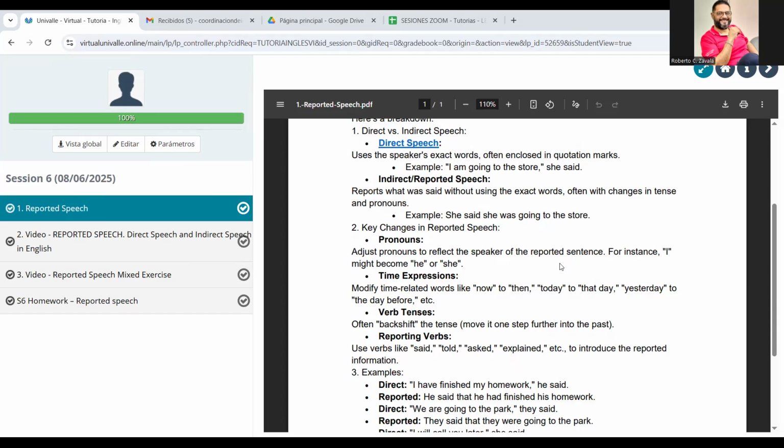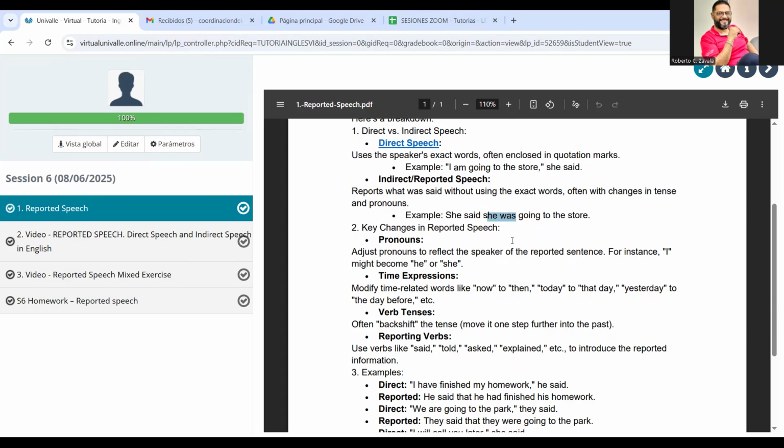Technically, if you look at it, you fold back one grammatical tense. In the first example it is "I'm going to the store," and then "she was going to the store." So you go from simple present to simple past.